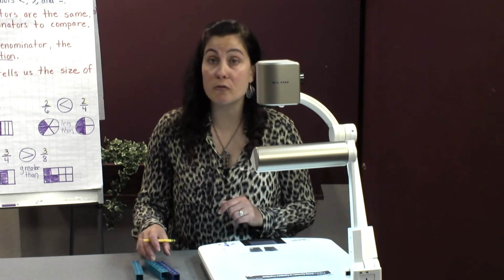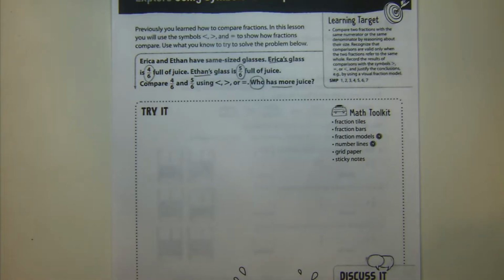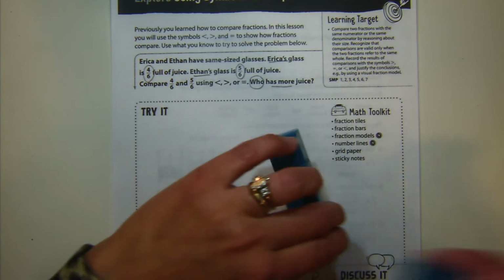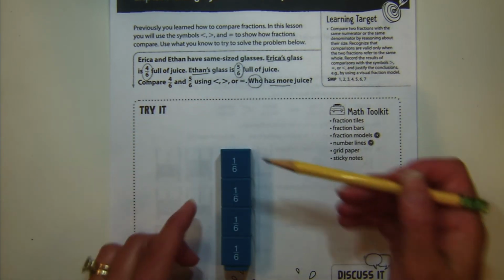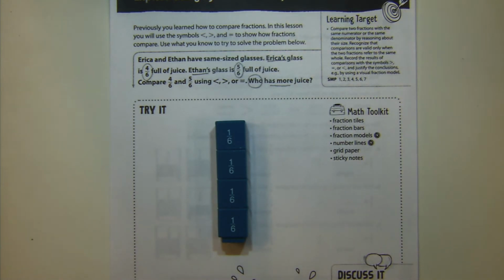So let's show the fractions. I'm going to show you Erica's first. She has 4/6. So I've taken my whole. I'm going to take 2 off because I only need 4. We have 1, 2, 3, 4 sixths. And then Ethan has 5/6.